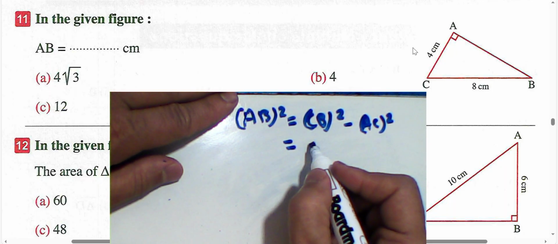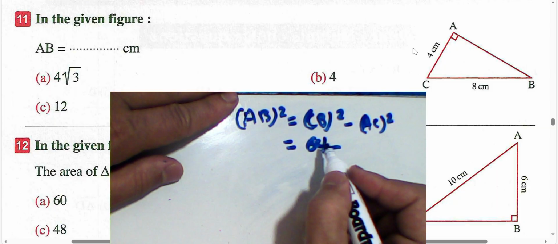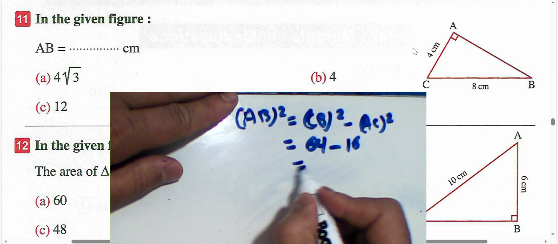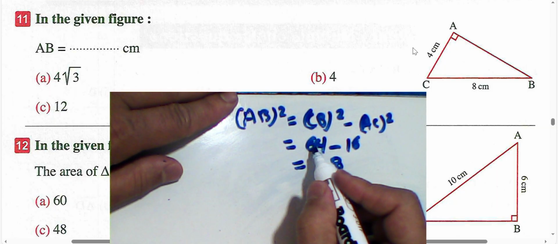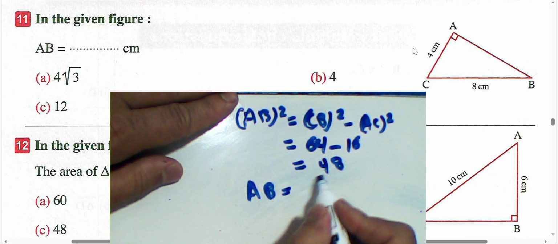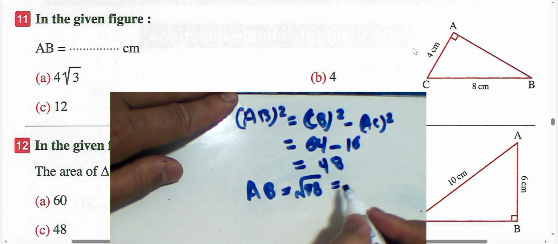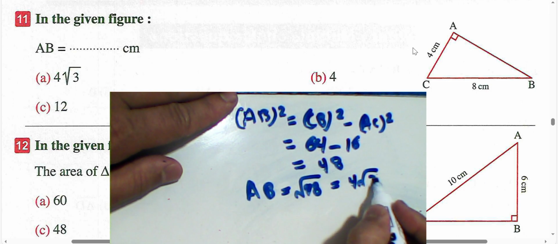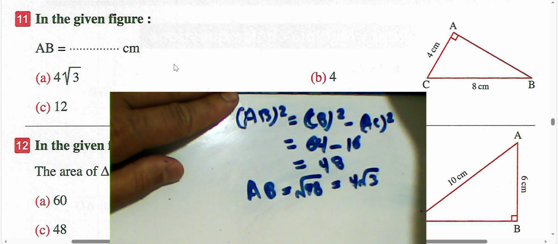CP power 2, 8 times 8, 64, subtract 4 power 2, which equals 16. 64 minus 16 equals 48. Then AP is the square root of 48. 16 times 3, it will be 4 root 3. The answer will be 4 root 3. Choose letter A.